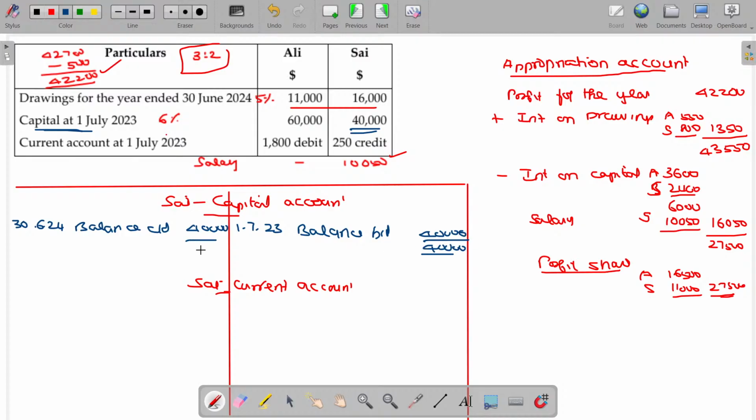And rewrite here to the next side. 1st July 24, balance brought down, 40,000 rupees.